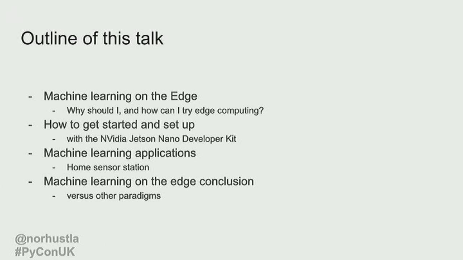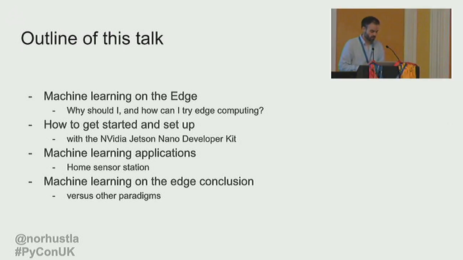So my talk is really about why should I try edge computing as a data scientist, how to get started and set up with a particular device called the Jetson Nano Developer Kit, a machine learning project that I've worked on, and a conclusion about machine learning on the edge versus other paradigms.